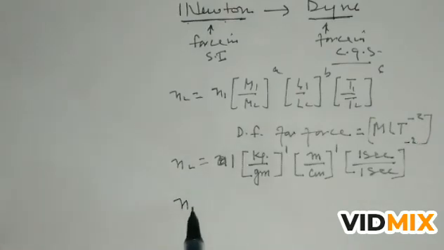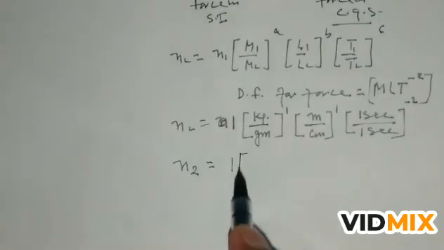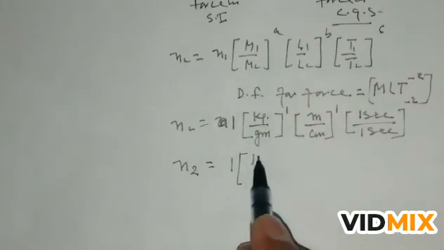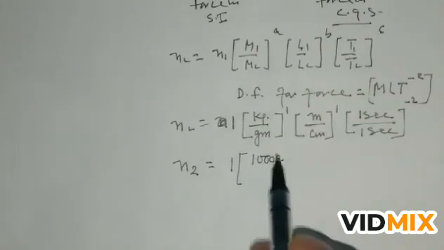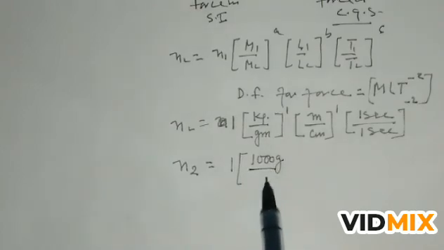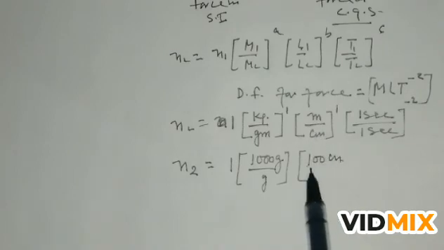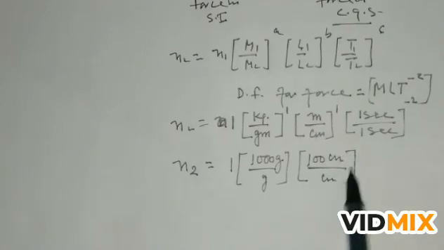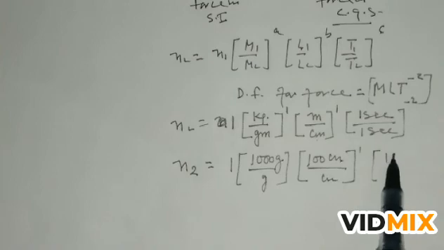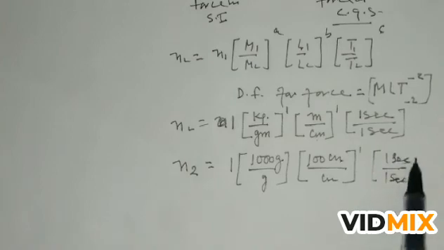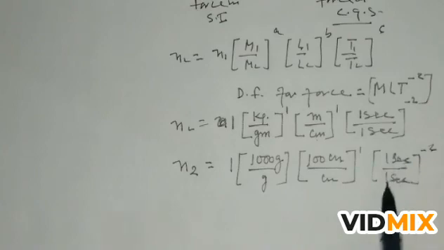नाउ व्हाट इज n2? n2 इज इक्वल टू 1. Now this is kilogram and this is gram, so it will be 1000 gram, because in 1 kilogram there are 1000 gram, upon gram. This is meter and this is centimeter, so this is 100 centimeter is equal to 1 meter upon centimeter. Dimension is 1, and this is second, and this is also second. Power is -2, so it will cancel out.